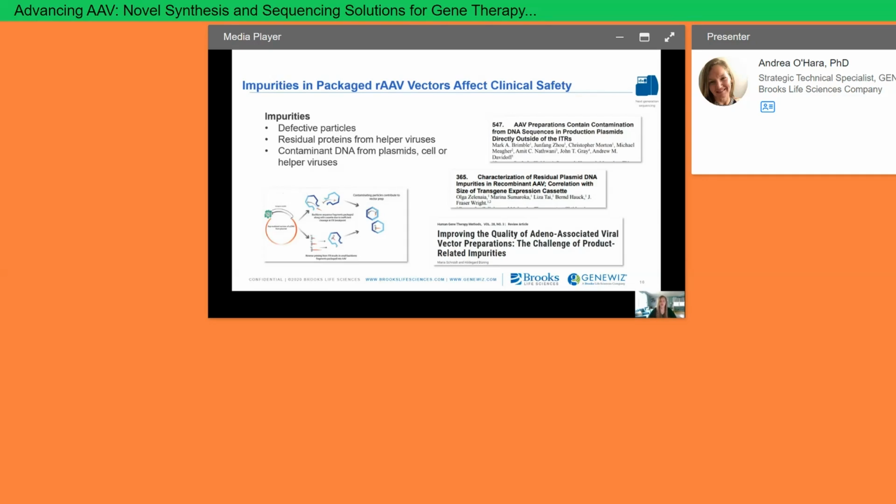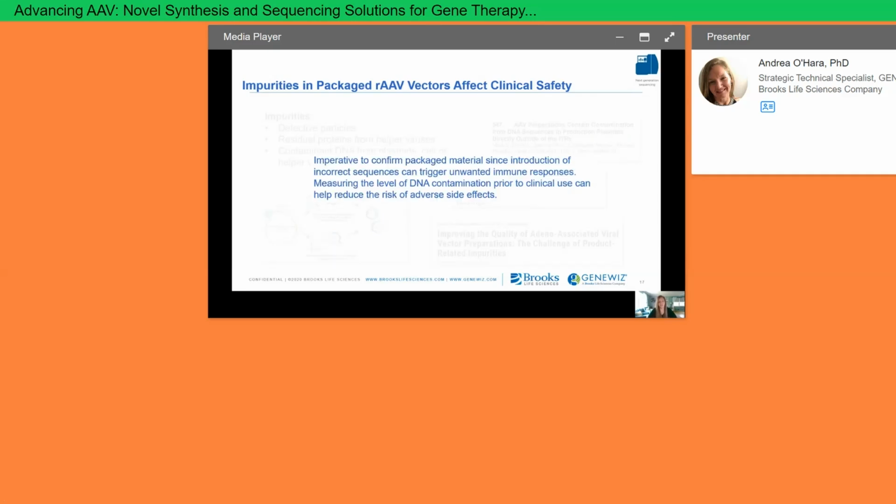I'm highlighting here a few key publications on the right-hand side. But the main take-home message here is that it's imperative to confirm packaged material, since the introduction of incorrect sequences can trigger unwanted immune responses, and measuring the level of DNA contamination prior to clinical use can help reduce the risk of adverse side effects.